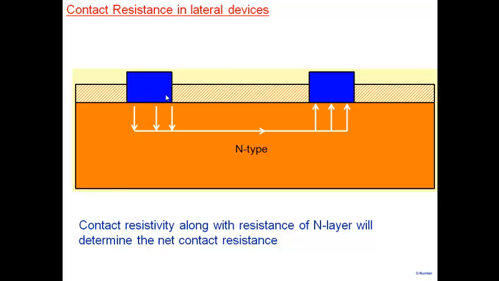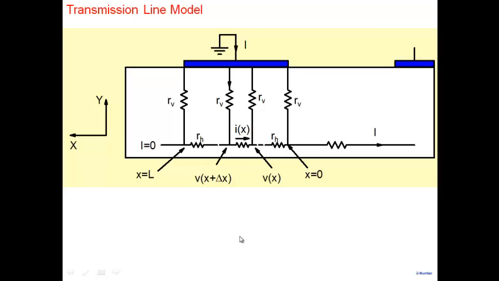So contact resistivity is important, but along with that, the resistance of the N-type is also important. Right? Resistance of the N-type is also important, and together they determine the net contact resistance here. So let's look at that. We build a model called the transmission line model here. Let's understand this particular model here.